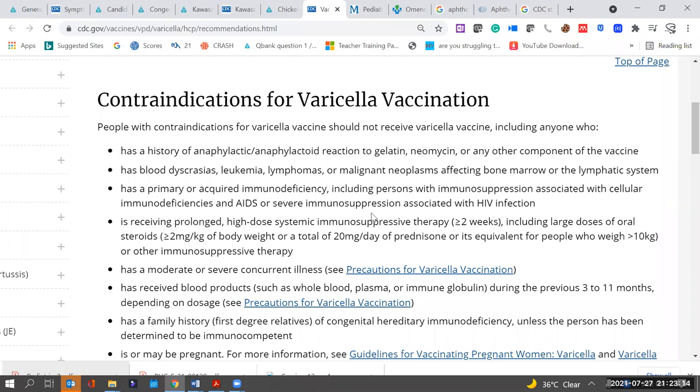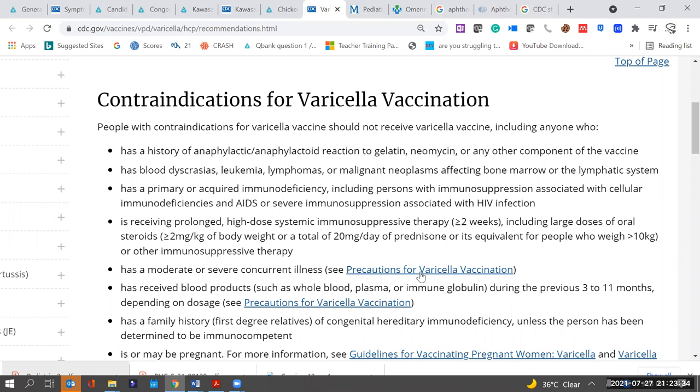The baby who has failure to thrive, hepatosplenomegaly or oral candidiasis, that's showing the baby has severe combined immunodeficiency. We will never give varicella vaccine to those babies. Is receiving prolonged high-dose systemic immunosuppressive therapy. Those who are on immunosuppressive agent therapy, we will not give varicella vaccine to them.